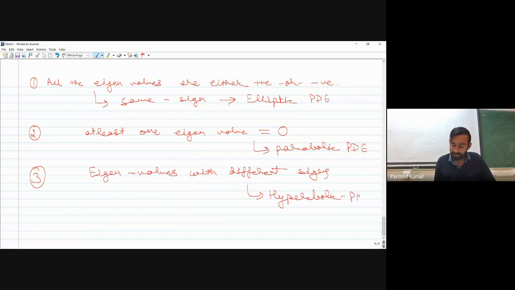One method is where we calculate the determinant, from there find a quadratic equation, and based on the roots of the quadratic equation we can categorize. Another direct approach is to calculate the eigenvalues of the matrix itself. If all the eigenvalues have the same sign, we call it an elliptic PDE. If one eigenvalue is equal to 0, it is a parabolic PDE, and if eigenvalues have different signs, it is a hyperbolic PDE. The matrix we are considering here is called the characteristic matrix.